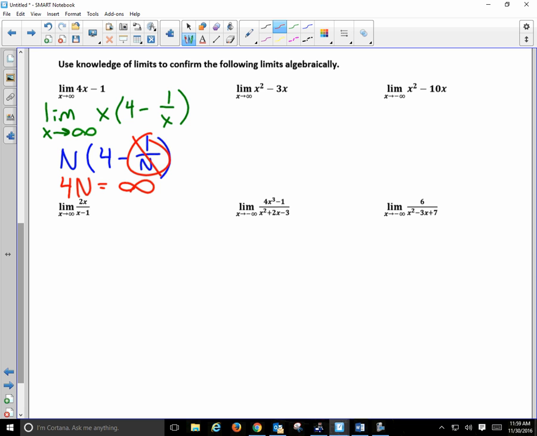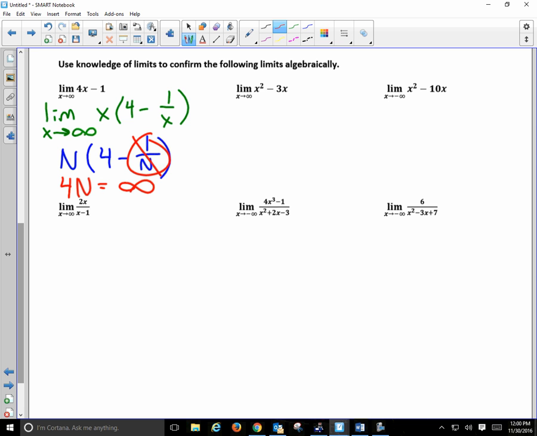I took an x out of that expression. Yep, I just factored the x out. If I were to multiply the x back through, 4 times x is 4x, and x times 1 over x is 1.